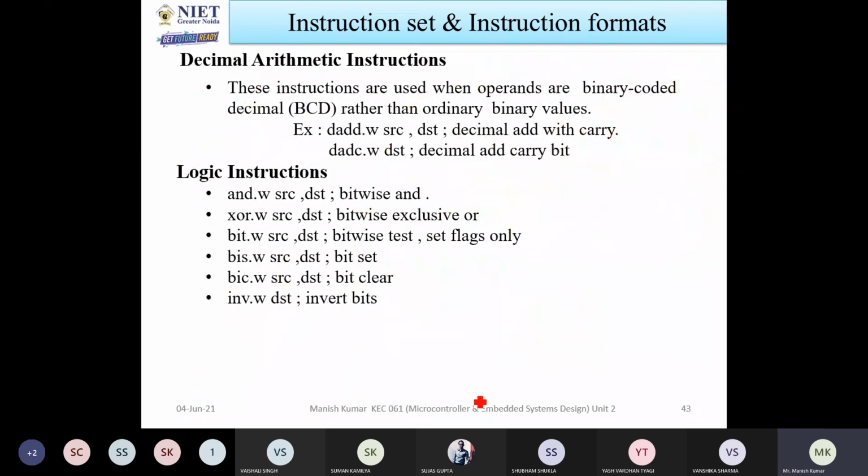Now if we move further, let us talk about the decimal arithmetic instructions. Decimal arithmetic instructions are used only in BCD operation. Remember that. When we are talking about BCD operation, then we will use decimal arithmetic instructions. These instructions are used when operands are binary coded decimal rather than ordinary binary values. So when it is BCD, only then we will use this instruction, otherwise we are not going to use it. So what are the instructions?